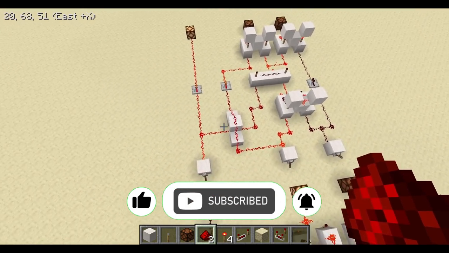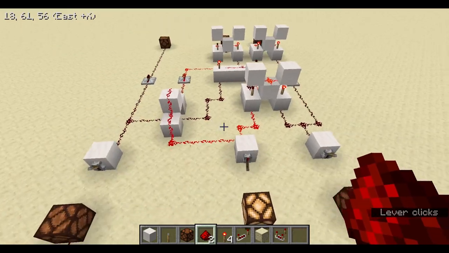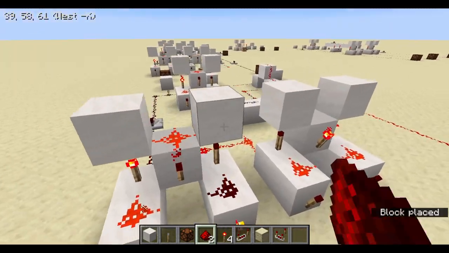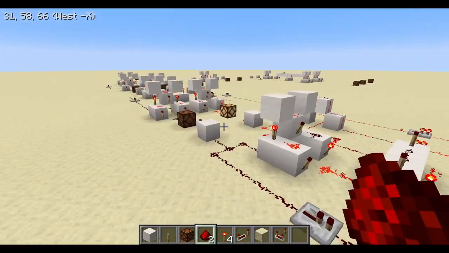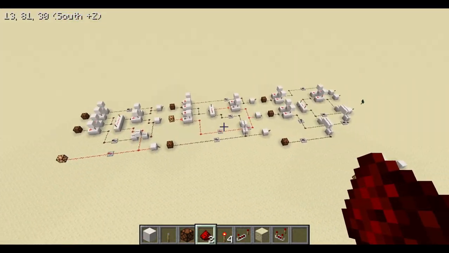Why isn't this one working? What did I mess up? Oh. There's no redstone dust on the top of those XOR gates. I'm stupid. I just need to build 2 more.